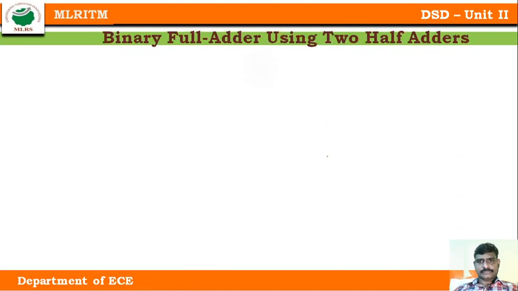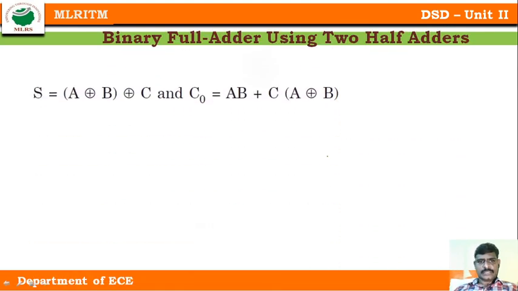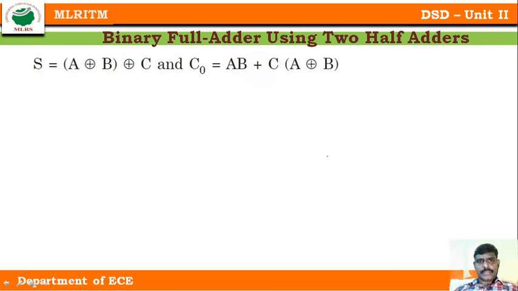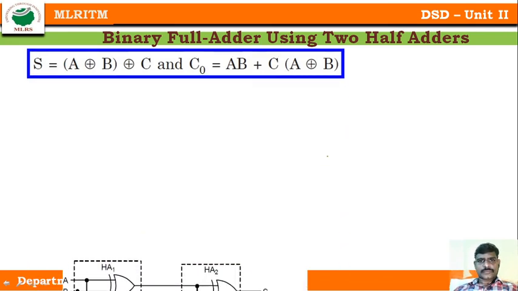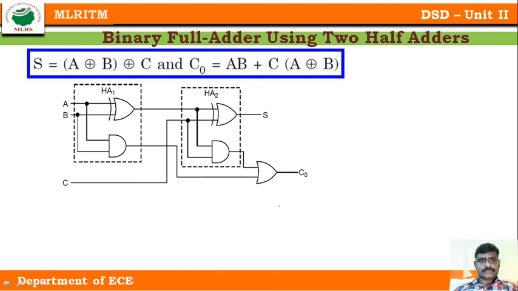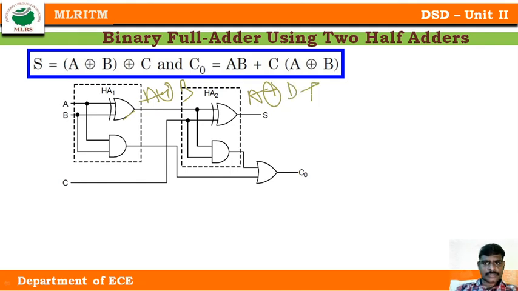So if you go for a circuit further using two half adders, I can say that sum is equal to A XOR B XOR C and carry is equal to AB plus C into A XOR B. Here AB is one half adder, this is your sum output, which is A XOR B, because this is an XOR gate. Now that is converted here to A XOR B XOR C.